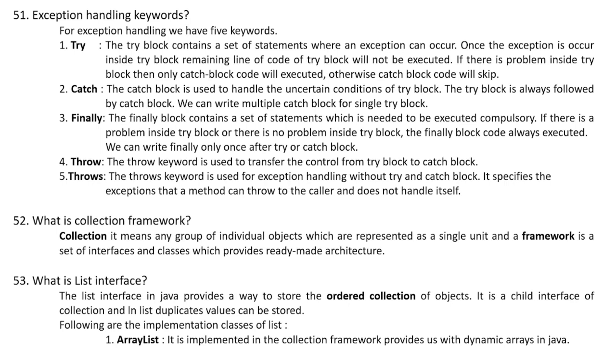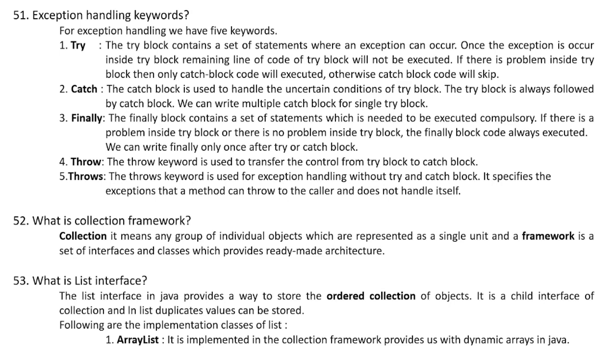52. What is collection framework? Collection means any group of individual objects which are represented as a single unit, and a framework is a set of interfaces and classes which provides ready-made architecture. 53. What is list interface? The list interface in Java provides a way to store an ordered collection of objects. It is a child interface of collection, and in a list duplicate values can be stored.